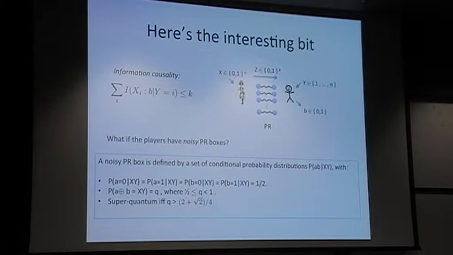We can also consider, what if the players have noisy PR boxes? So a noisy PR box is just defined again by a set of conditional probability distributions. And to make sure it's still non-signaling, we'll just have all the marginals for Alice and Bob's local outputs be a half. And let's say that the probability that the outputs satisfy this relation, the one that defines the PR box, is given by some number q, where q is between a half and 1. So if q is 1, that's the perfect PR box. Otherwise, it's a noisy one. And this thing is super quantum if and only if q is more than this.